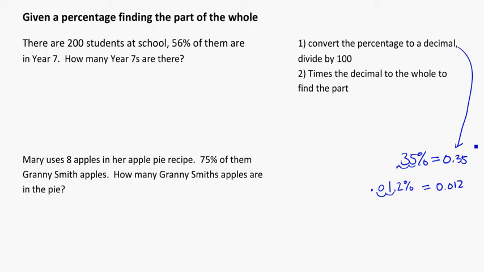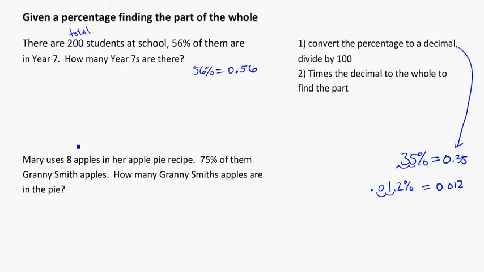So, looking at our example, there are 200 students at the school. 56% of them are in year 7. How many year 7s are there? Okay. So what's the total here? The total in this case is 200, and the percentage we're looking for is 56. So first things first, 56% is going to be equal to, think about it, if we divide by 100, 0.56 as a decimal.